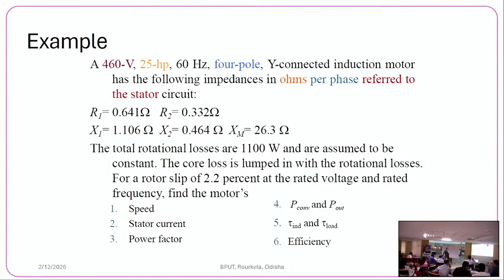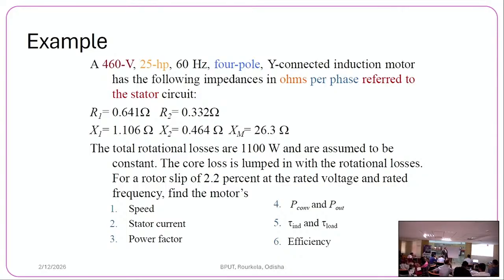A 460 volt, 60 hertz, 4 pole, star connected induction motor has the following impedances in ohms per phase. The total rotational losses are 1100 watt, assumed to be constant. Core loss is lumped in the rotational losses. The slip is 2.2%.